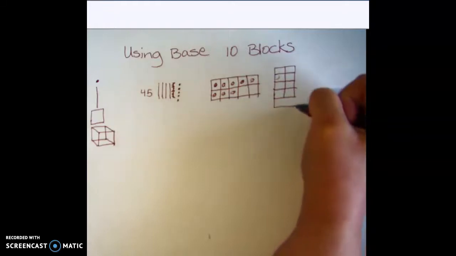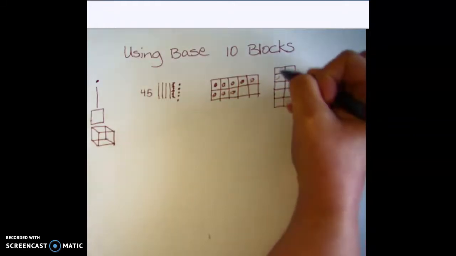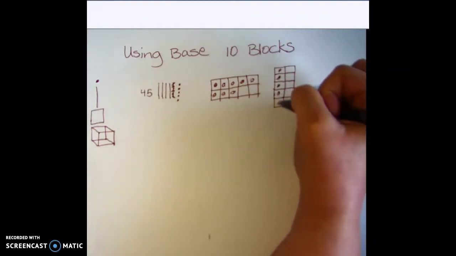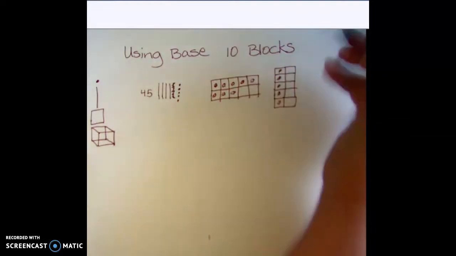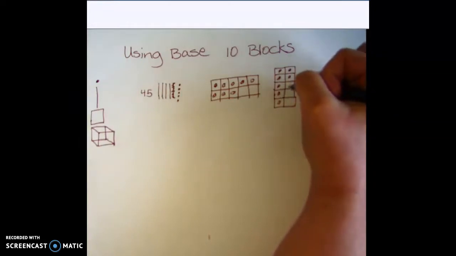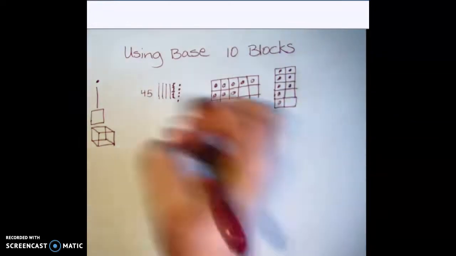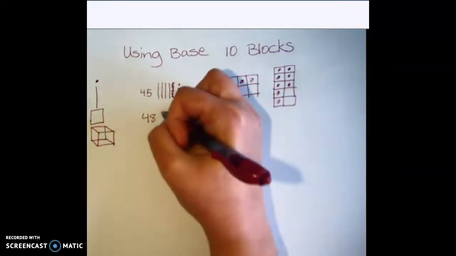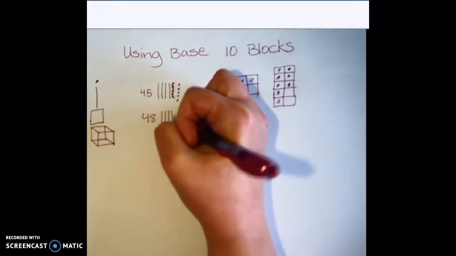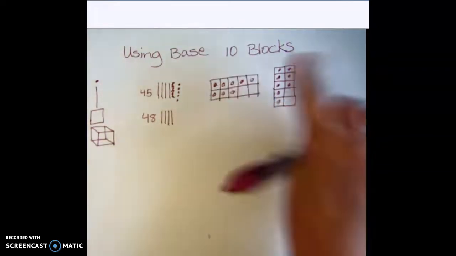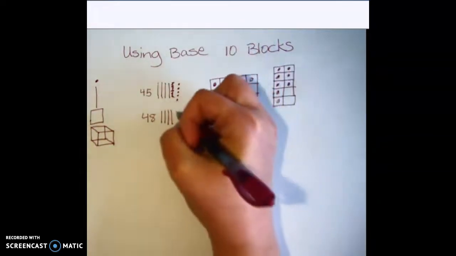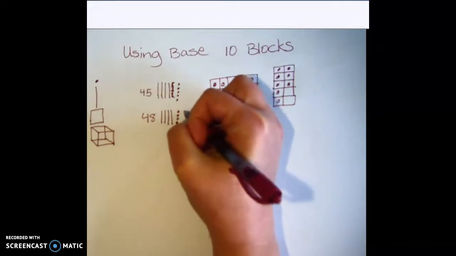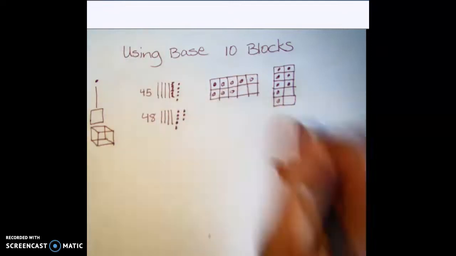And I'm going to add a little section on here for my other ones. And if I had 8, I'm going to go up and down. 1, 2, 3, 4, 5, just like I did here. 6, 7, 8. So if I were doing, instead of 45, if I were doing 48, my picture would look like this. 1, 2, 3, 4, and then 5. 1, 2, 3, 4, 5, and back up here, 6, 7, 8.